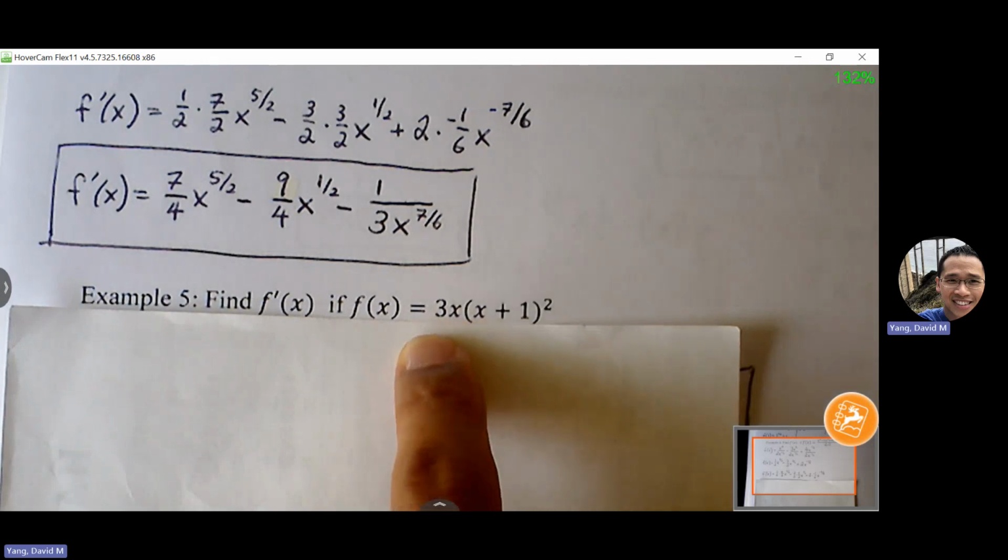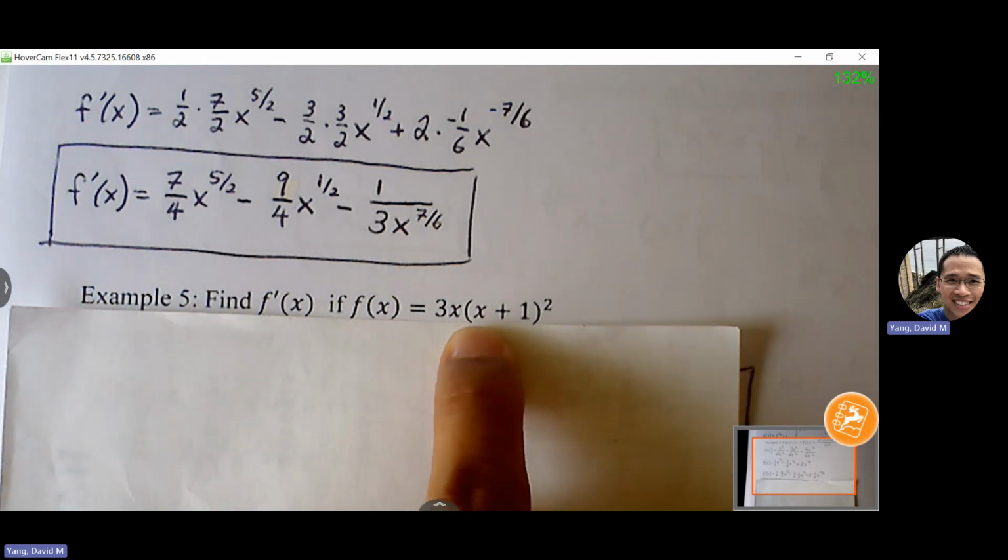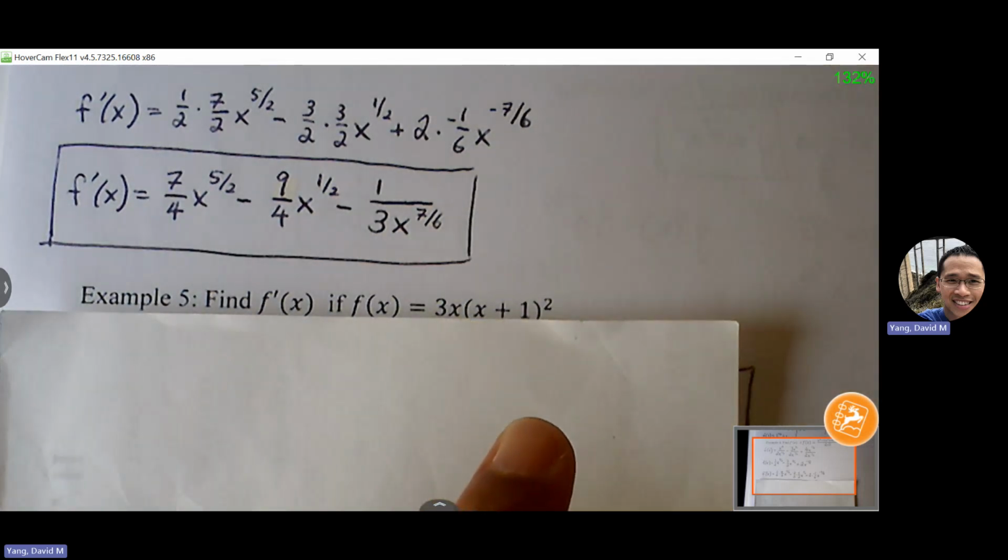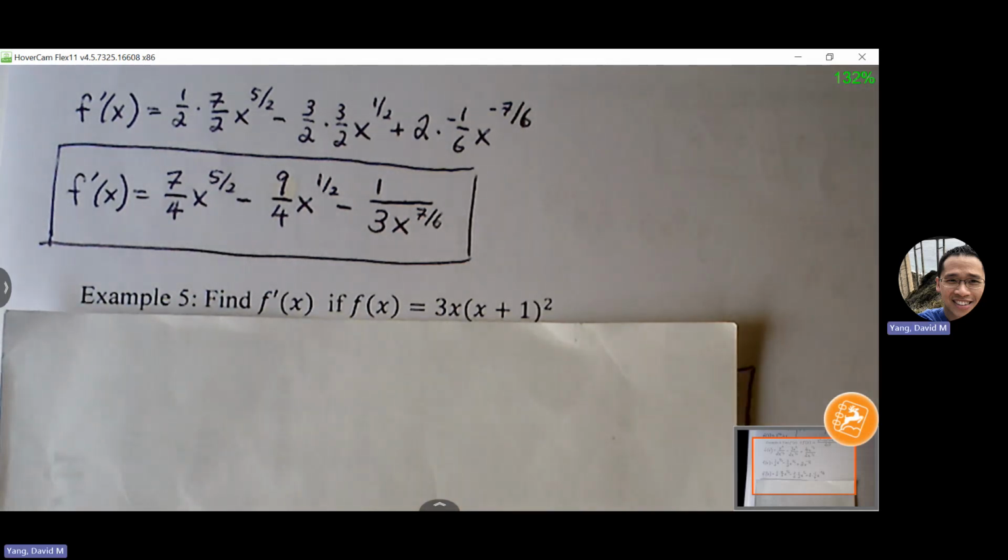So just make sure that you're expanding in the correct way. We can't distribute the 3x through. You got to take the time to expand out your binomial. So make sure you write your x plus 1 twice, expand it out, then distribute the 3x. And then once each term is nicely separated with no more parentheses, then each term can get the power rule treatment.